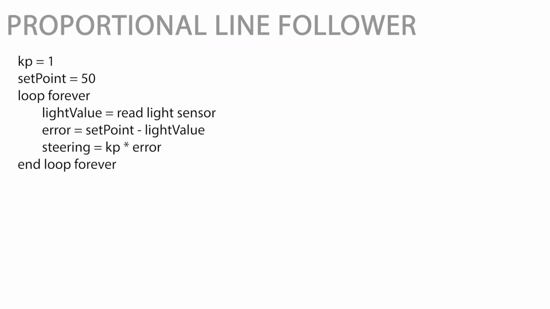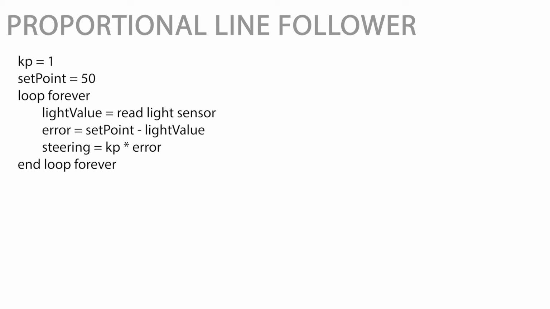This is the proportional line follower pseudocode. The first line defines the Kp, also known as the proportional constant. The positive or negative sign of the proportional constant determines if the robot will follow the black line from the left or the right side. The second line defines the setpoint constant, which is the value of the desired light intensity. It is the average value of the reflected light intensity of white and black colors.